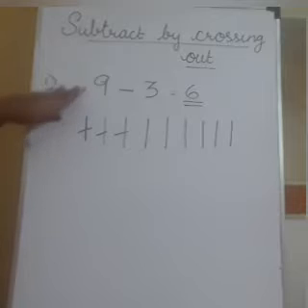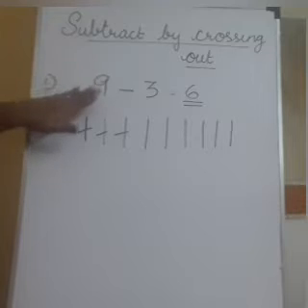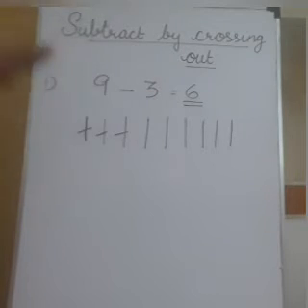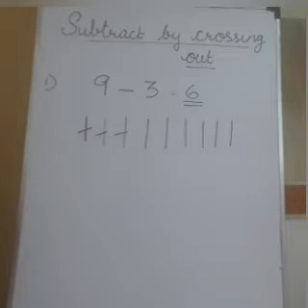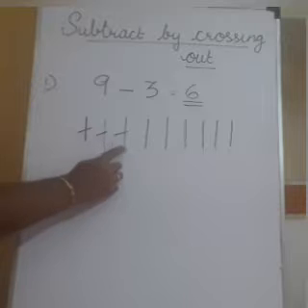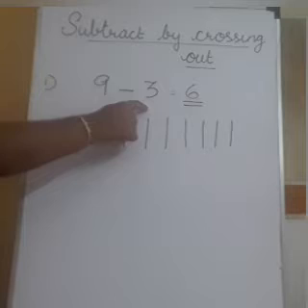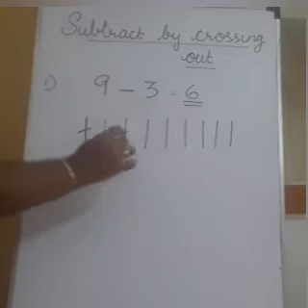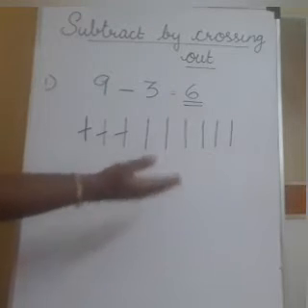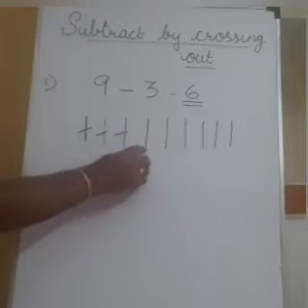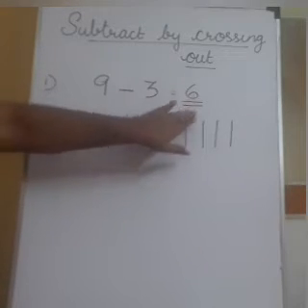Dear kids, for doing the subtraction by crossing out, what have we done? The first question is 9 minus 3. First we draw 9 lines. 1, 2, 3, 4, 5, 6, 7, 8, 9. Then moving to the second number, it is 3. So we cut 3 lines. After that we count the remaining lines. 1, 2, 3, 4, 5, 6. So we wrote 6 as the answer.